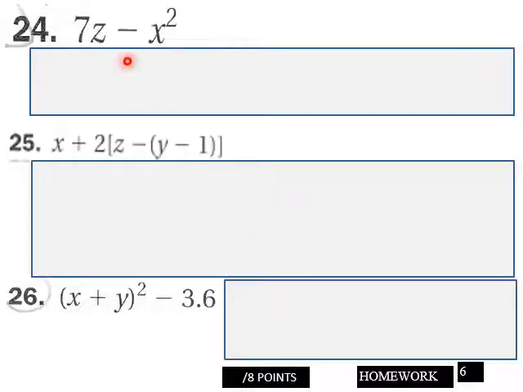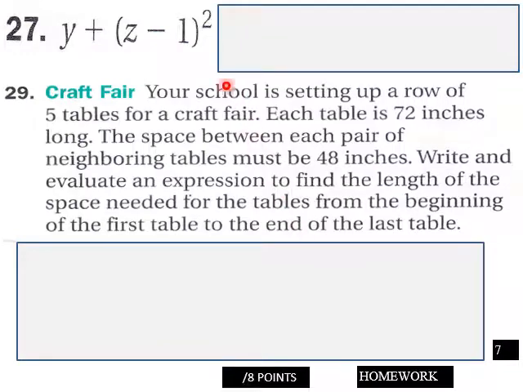And page 6, evaluate these expressions here using your order of operation skills that you've learned in 1.3. 8 points here for page 6. And then page 7, if finish here, evaluate this expression. Then you have a word problem here. Write and evaluate an expression to find the length of the space needed for the tables from the beginning of the first table to the end of the last table. 8 points here for page 7.